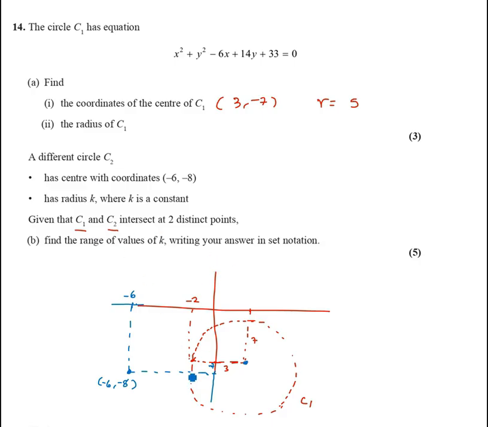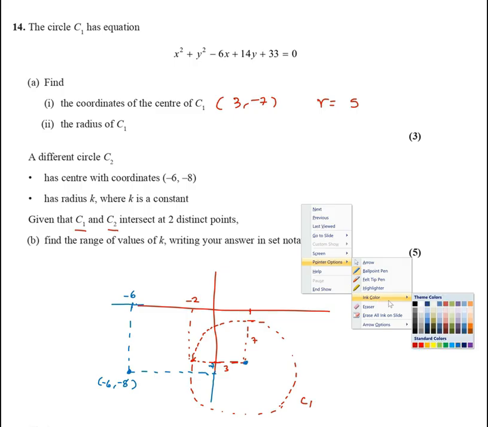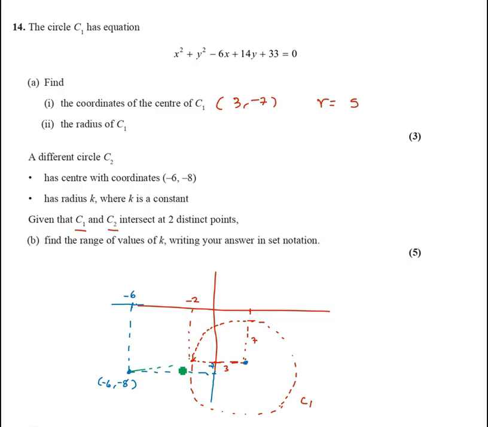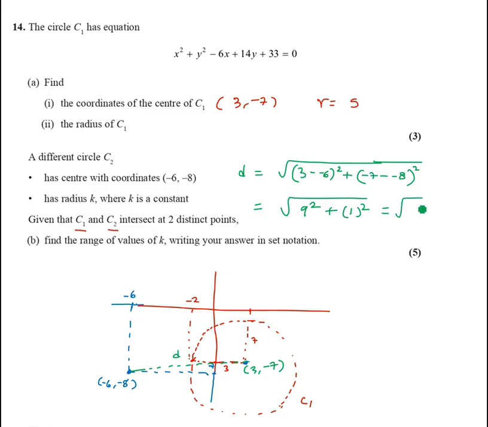Now given that these two circles intersect, let's try to work out the distance between the centers of the circles. So the distance between the centers will be this one. To work out the distance between the centers, let's call it d. So d will be the square root of (3 - (-6))² + (-7 - (-8))²... this is 3 comma -7, so it will be (3 - 6)... whole square plus (-7 - 8) whole square. So this becomes the square root of 9² plus (-7 + 8) which is 1². So it will be the square root of 81 + 1, 9² is 81, so the square root of 82. So the distance between the two centers is √82.